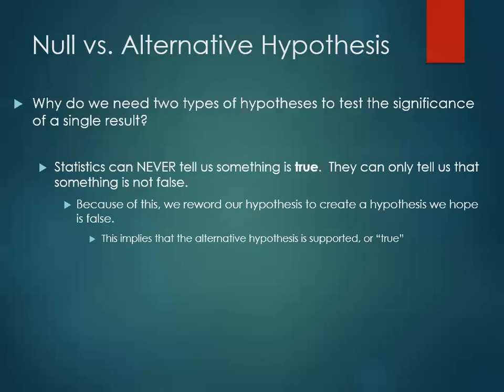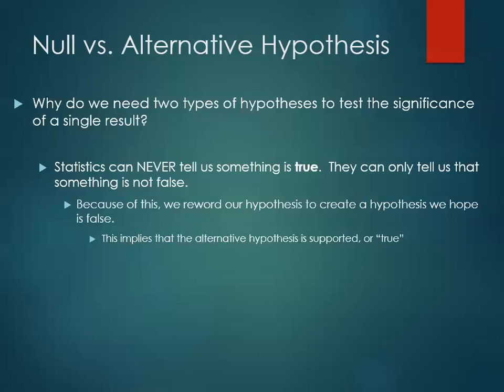So if the thing that we're interested in is, are men different than women, then we reword this into something we hope is false. Our null hypothesis becomes men are equal to women. And so then we look to see, is that null hypothesis false? What are the odds that that null hypothesis is false? Because if the odds are good that that null hypothesis, that men and women are equal, is false, then that suggests that the alternative is true, with true in air quotes, because it can't actually be true, but it does imply that the alternative is more supported.